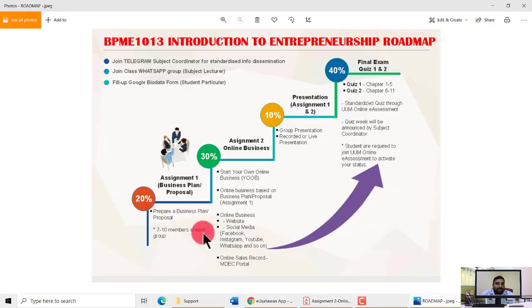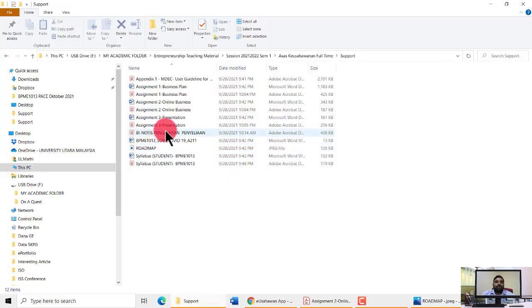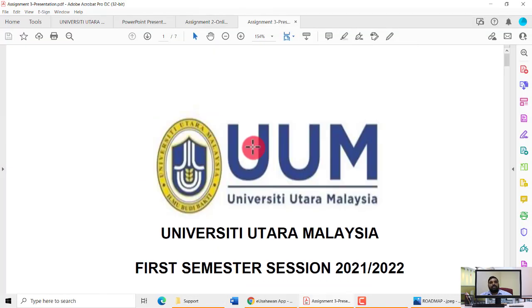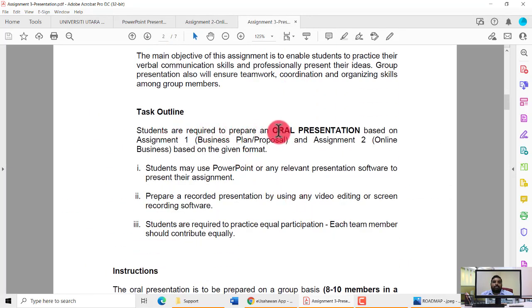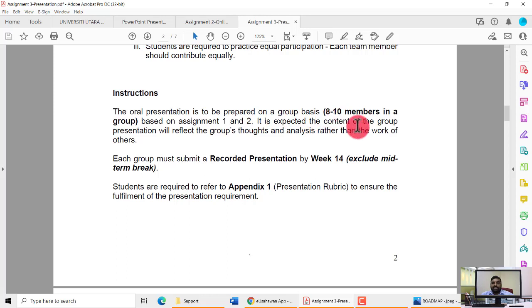Now, assignment 1 clear, assignment 2 clear, assignment 3 is the presentation. Very simple. Students are required to prepare an oral presentation based on the business plan proposal and assignment 2. So you have to conclude assignment 1 and assignment 2, and present what your business is and what your sales were. It means your record and everything you have to present. Prepare a recorded presentation using any video editing software. Then, as usual, the same group members, and by week 14, you have to submit this one.